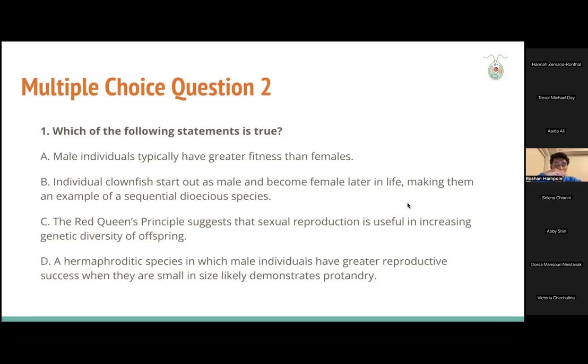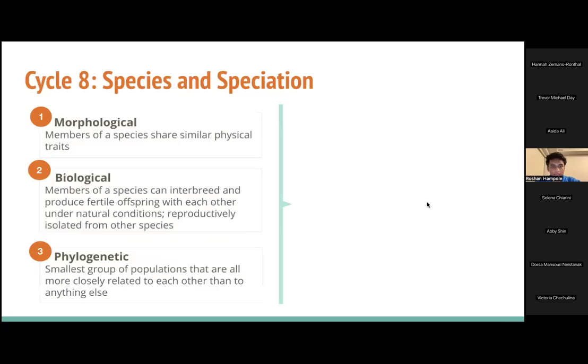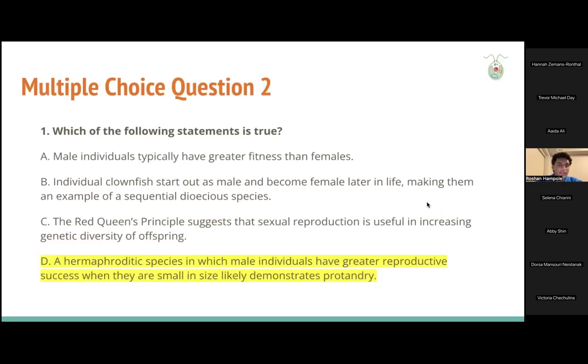So you can read over this. I'm going to go through each answer now. So next slide. Oh, yeah. So the first one is male individuals typically have greater fitness than females. This is not true. What is true is that male individuals typically have a greater spread in fitness than females. So they might have a greater potential fitness than females. But on average, male and female fitness is equal.